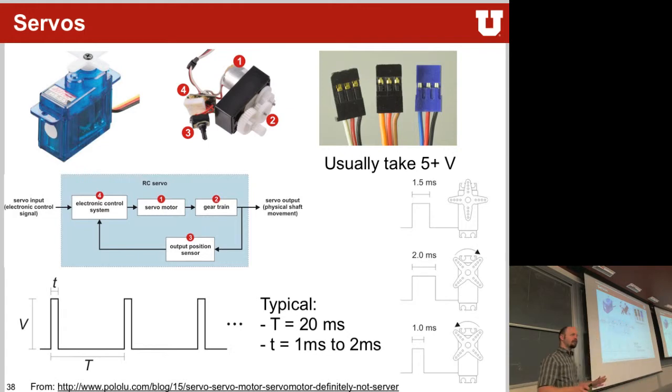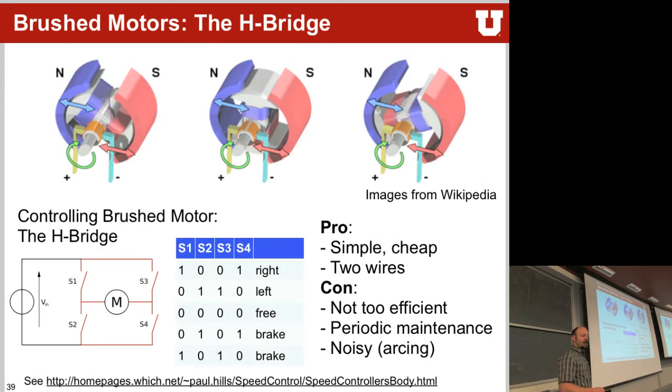Brushed motors. Who has played around with brushed motors before? A whole lot. Okay. Brushed motors, you can actually also steer them around. Oftentimes one of the most fun things to do is take a brushed motor, hook it up to a power supply, and change the voltage. Then it goes faster or slower, and at some point if you go too far, it blows the motor out. A better way of doing it is actually using an H-bridge.